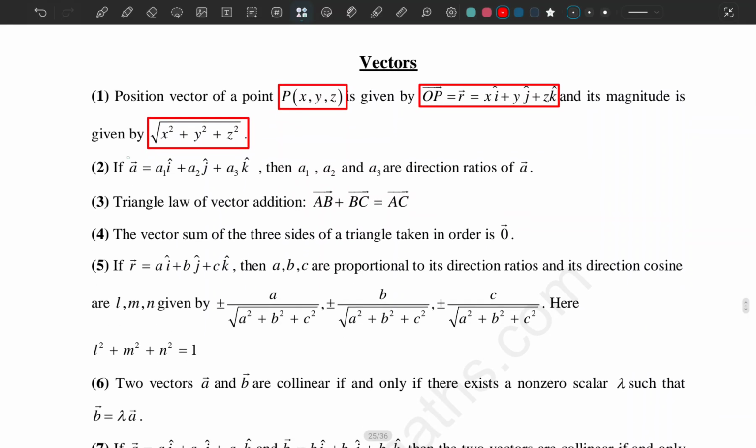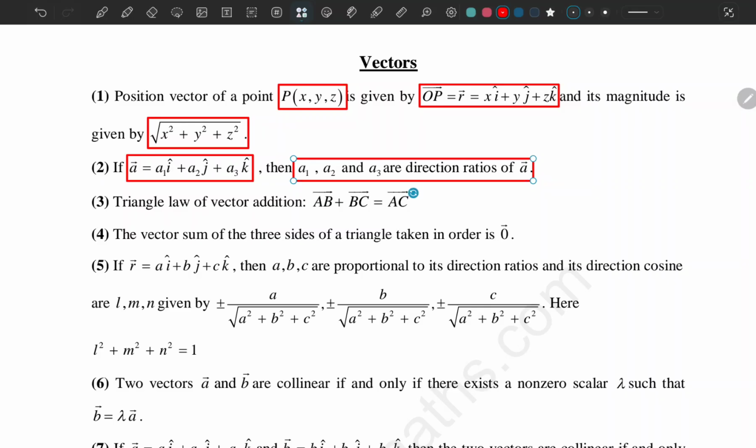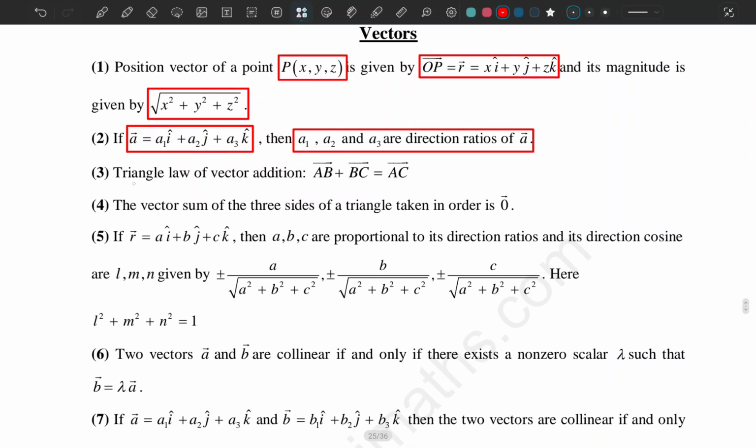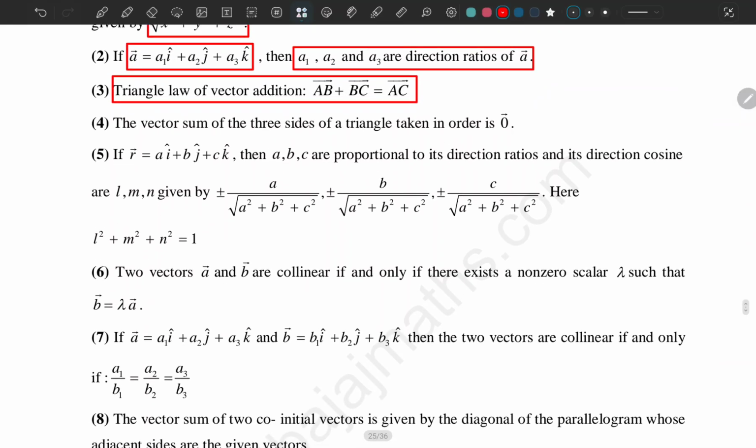Okay, and just remember that if a vector equals a1 i cap plus a2 j cap plus a3 k cap, then a1, a2 and a3 are the direction ratios of the vector. Direction ratio is very important. You can understand these as the coefficients of the respective unit vectors, right? Triangle law of addition: AB vector plus BC vector equals AC vector.